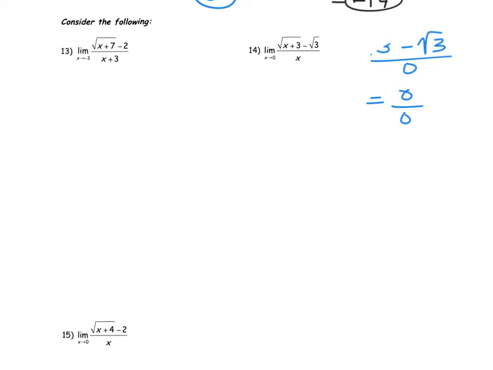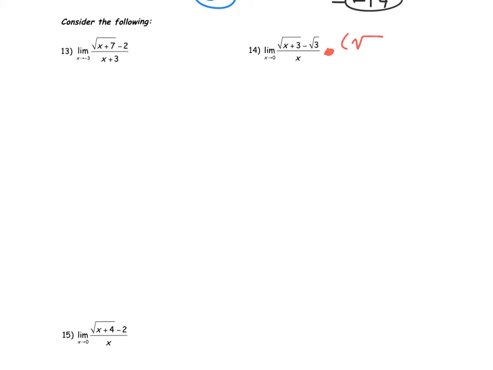Now, remember what we said earlier. If it's an indeterminate form, that means we can manipulate our expression so that way we do get a value from our limit. Now, can't factor anything here. That's not going to work. So let's do what I just showed us before. We're going to multiply top and bottom by the conjugate. We're going to do that where we see the radicals.